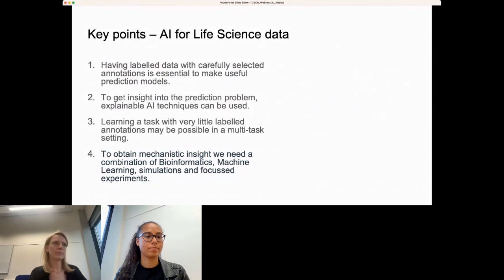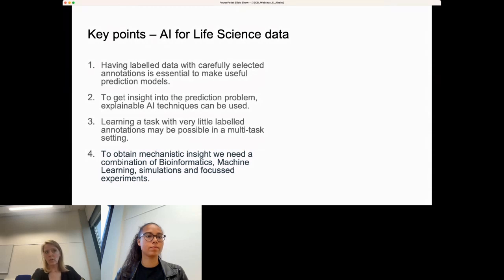make a stronger model. The second point is that to gain insight into predictions, you can actually read out your models, especially if you have crafted features. So you can look back at your features and see which features are most important. And you can do that at the model level, so at the global level, but you can also do that per prediction at the instance level. Learning a task with very little labeled data annotations may actually be possible if there is more data on related tasks, and we can do that in a multitask setting.